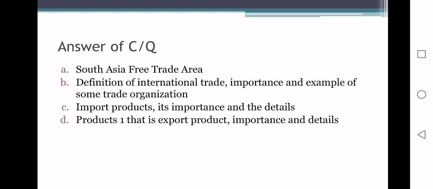First of all, you have to give the answer to what kind of products are given under product 1, and the answer is export products. Then you have to write the importance of the export products with the details. You will find it in lesson 3 under the heading of export products of Bangladesh. Please go through the lesson, read it carefully and write the answer of this creative question.